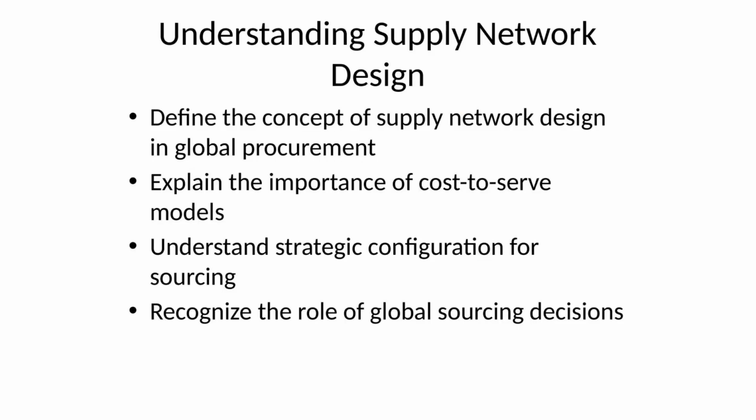Supply network design is crucial in evaluating how an organization structures its sourcing and logistics globally. This includes understanding the cost to serve models, which measure the cost involved in serving each customer segment efficiently. Strategic configuration involves aligning resources, facilities, and technologies to meet global procurement goals. Global sourcing decisions play a significant role in achieving competitive advantage by balancing costs, risks, and service quality.